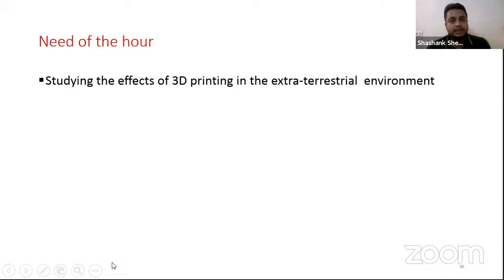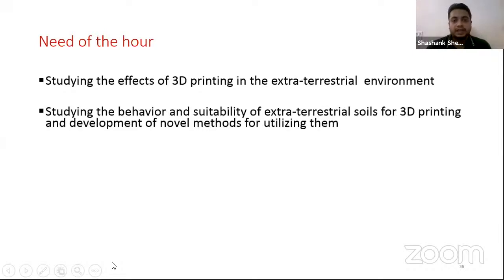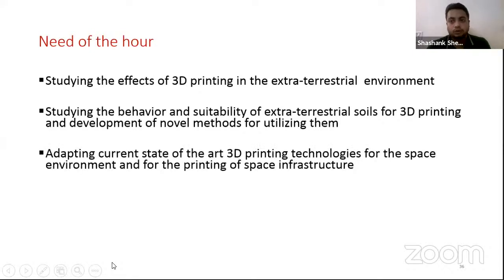So still we need to study the effects of 3D printing in an extraterrestrial environment. We need to study the behavior and suitability of extraterrestrial soil for this mission. We also need to develop simulants, regolith simulants, which we can print here. And we then have to develop vacuum conditions where we can develop these structures and then understand the behavior of those printed structures in those environments.